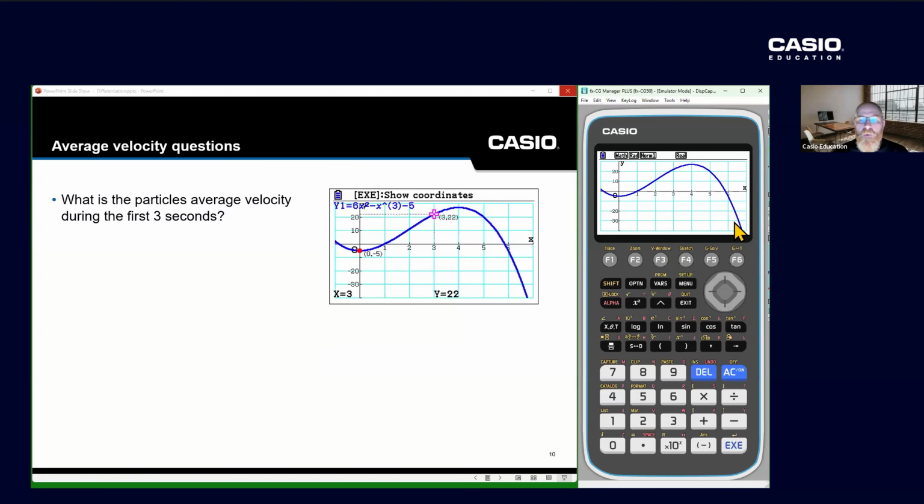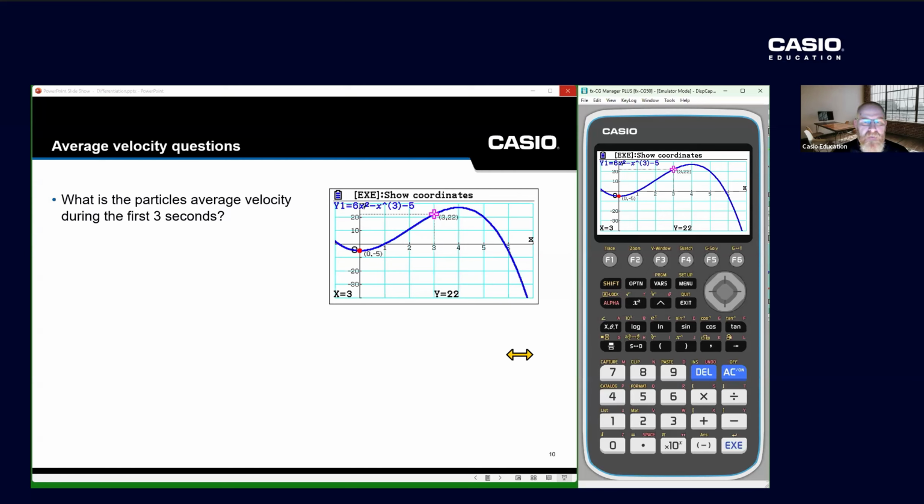Well, what you can do is you can in fact trace the points and enter a value. So what happens at x equals 0, or in this case, s equals 0. I can execute to fix that point, and then I can add another value, what happens when t equals 3. And you can see that I have gone from a position of -5 all the way up to 22.